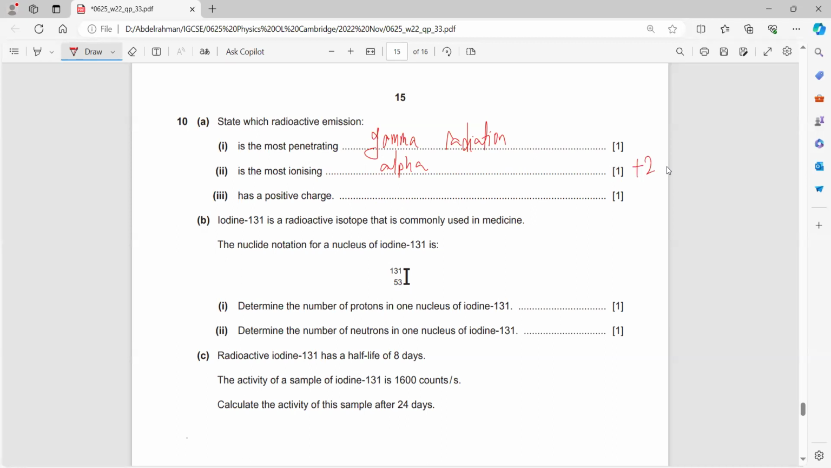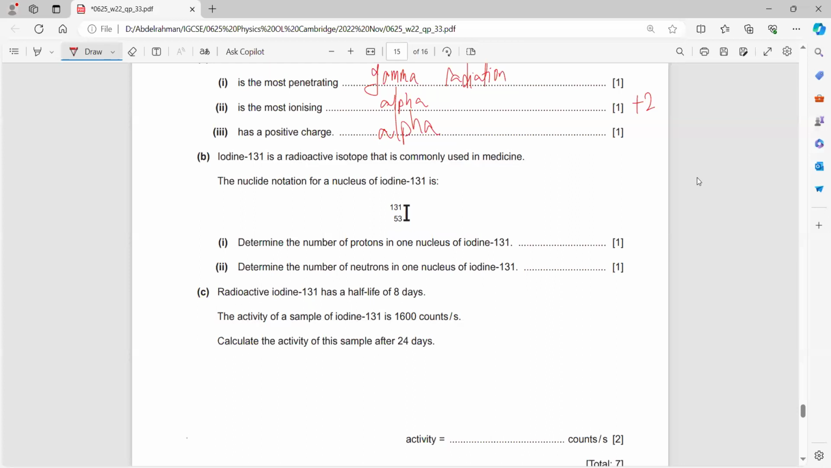Why? Because it can ionize other atoms. How? It's positively charged, so it will attract electrons from the surrounding atoms, from the surrounding air, whatever. That's why it's the most ionizing. Which one has a positive charge? Of course, alpha.